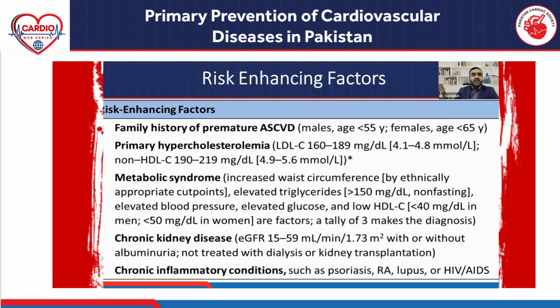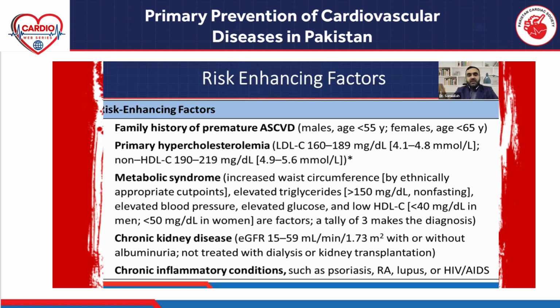So these are the risk-enhancing factors. Any patient with a family history of premature ASCVD, that for males is less than 55 years and for females is less than 65 years. This enhances the risk of ASCVD.